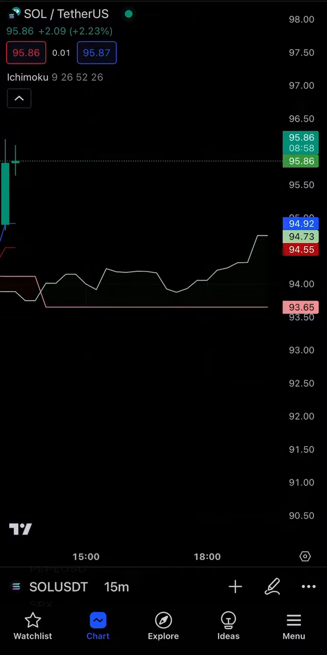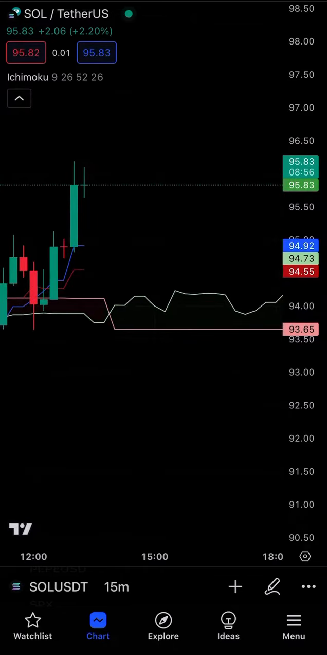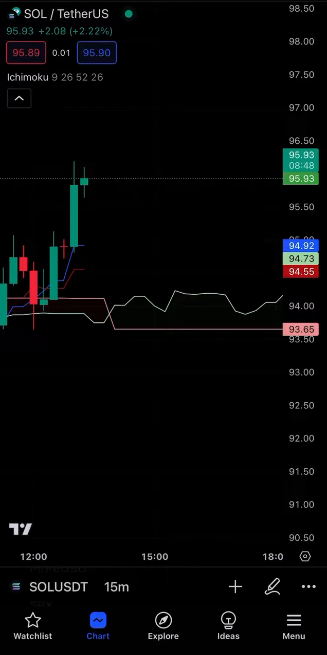And one important thing you need to take note of: the wider the cloud, the stronger the signal it's projecting at that particular point. And the further the candlesticks are away from the cloud, the more the candlesticks are going to move in that particular direction. This is how the Ichimoku cloud works.